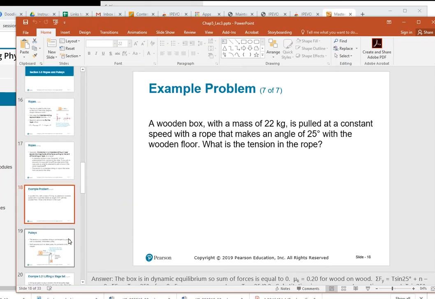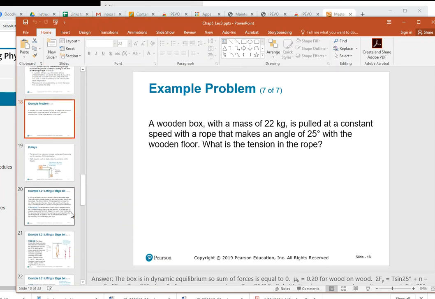So let's just try an example here. I think the examples are the best ways to learn, in my opinion. If you have a box and it's pulled at a constant speed with a rope, and it makes an angle of 25 degrees with respect to a wooden floor, what's the tension in the rope? So it's pulled at a constant speed.